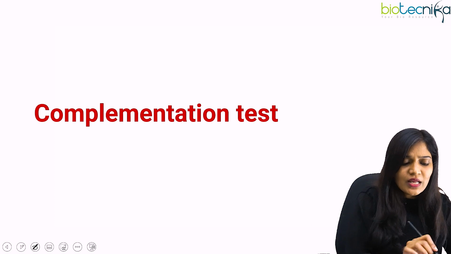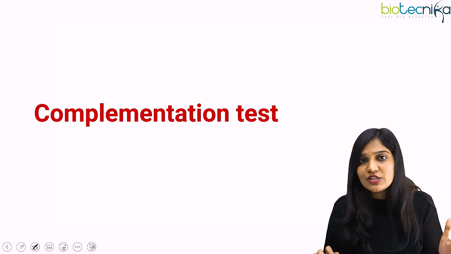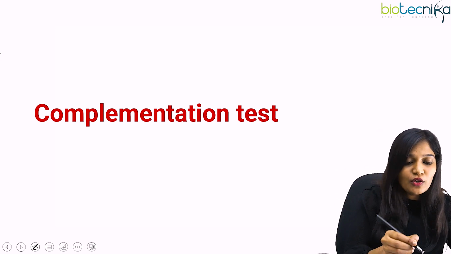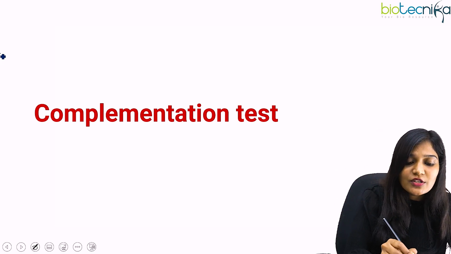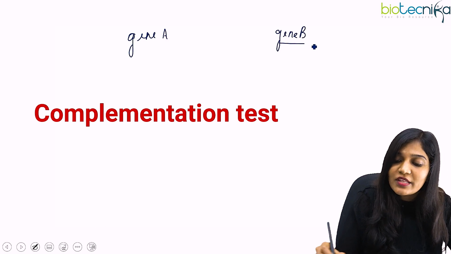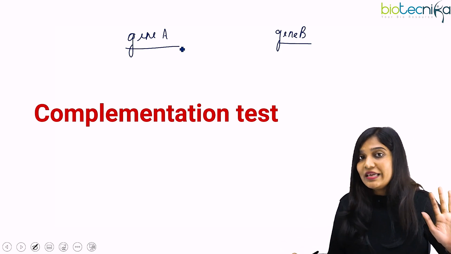Okay. The next is complementation question. Very important question. Let me talk about what is complementation. Complementary means both go hand in hand together. Suppose I'm giving you one example. Suppose there is one gene, which is gene A, and there's another gene, which is gene B. If both are present, then only some reaction will take place.